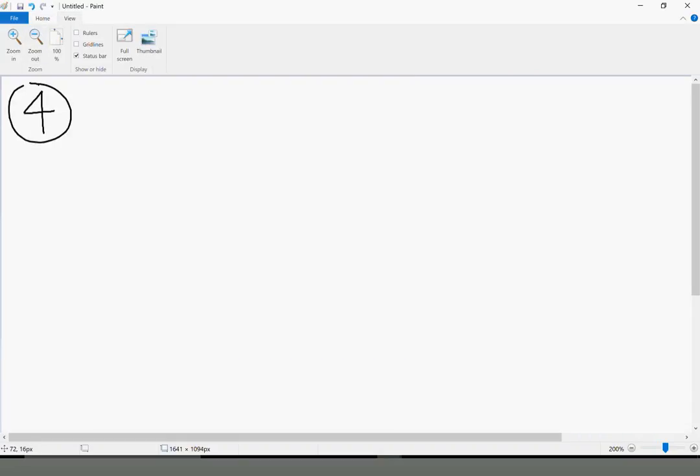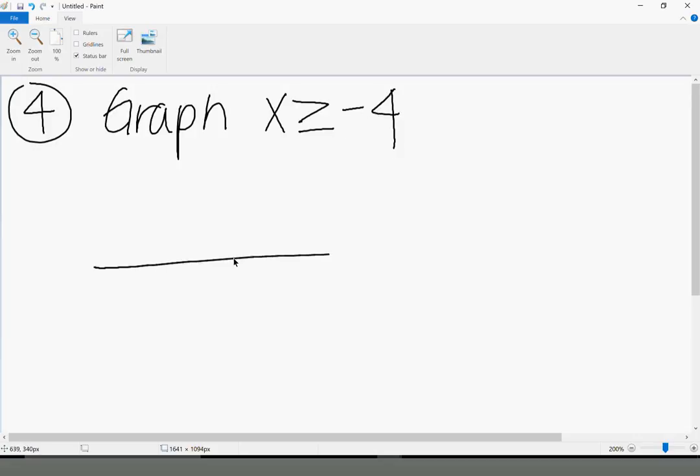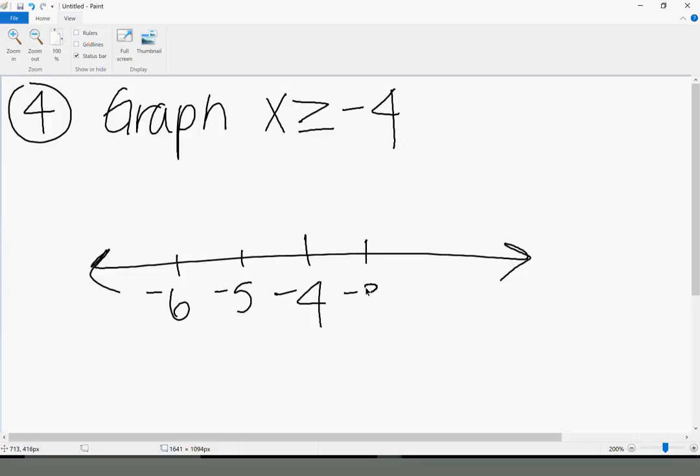Number 4, we're going to graph x is greater than or equal to -4. So we want to graph that on a number line. So I'm going to put -4 in the middle. And let's think about the values on the left and right side of -4. So the values less than -4 are going to be on the left. So this would be -5, it could be -6, and so forth. Values to the right of -4 on the number line are greater than -4. So this would be -3, -2, -1, say 0.